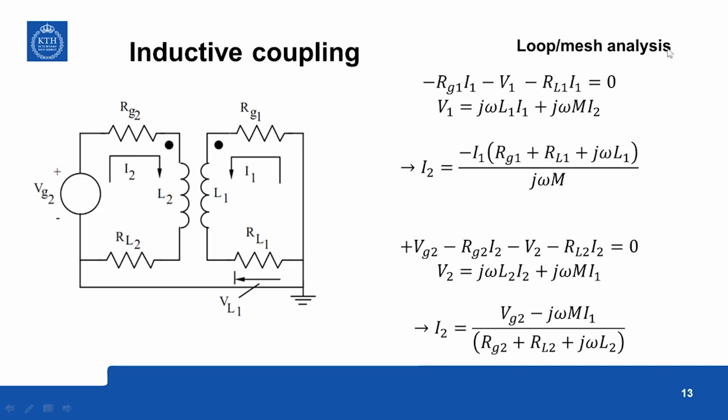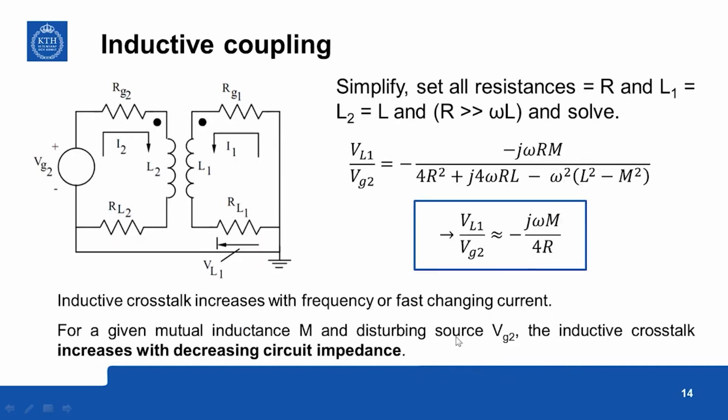Do the loop or mesh analysis. Again, not going into the details, you can do it at home as homework, following the steps and getting the same expressions for I2. Then, as usual, we want to have some general conclusions. For that, we assume that all these resistors have the same value.